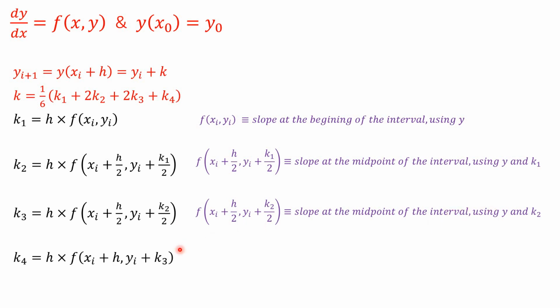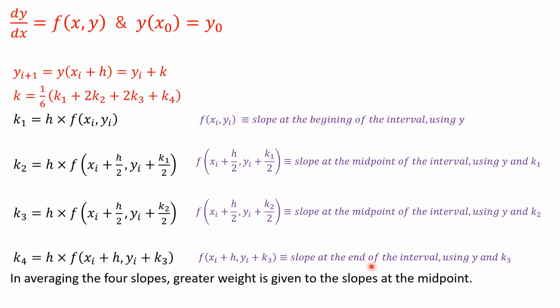Then k4 is h times f(xi + h, yi + k3), where f(xi + h, yi + k3) is the slope at the end of the interval. And we will take the average of these, and in this average we are giving greater weightage to the midpoints. So this is how we will find the average slope, and that will be used to approximate the value. So this is the Runge-Kutta method.